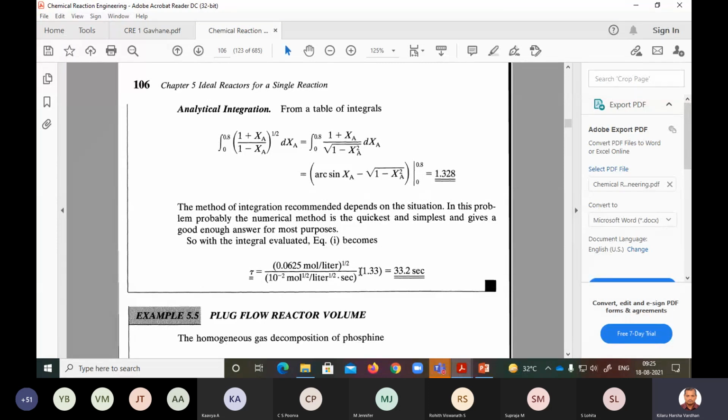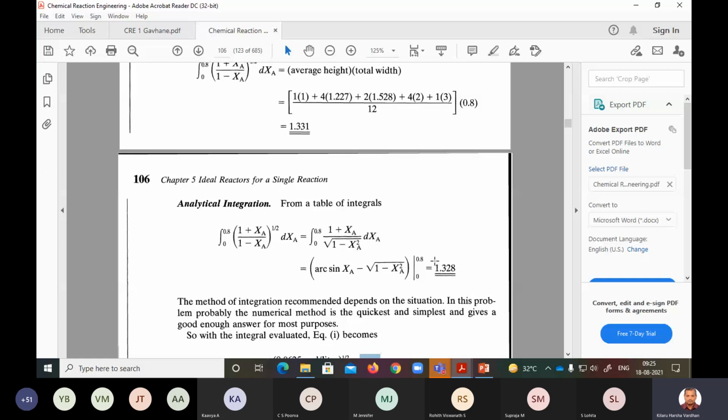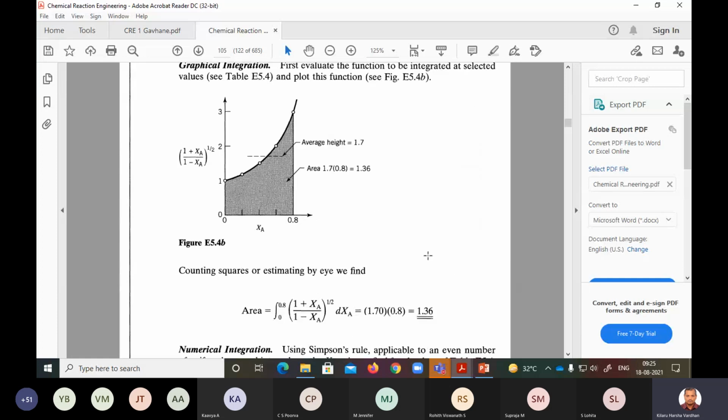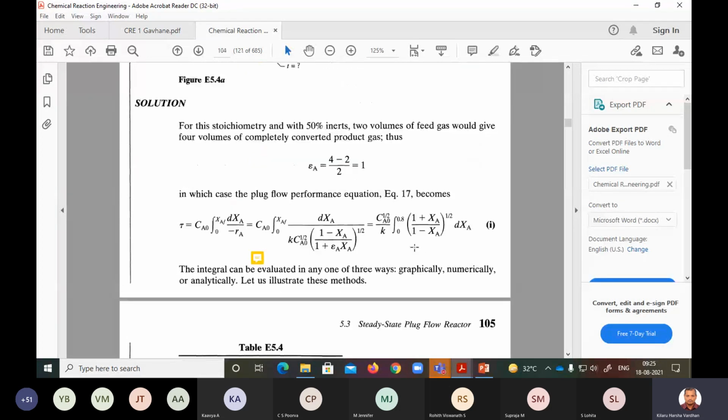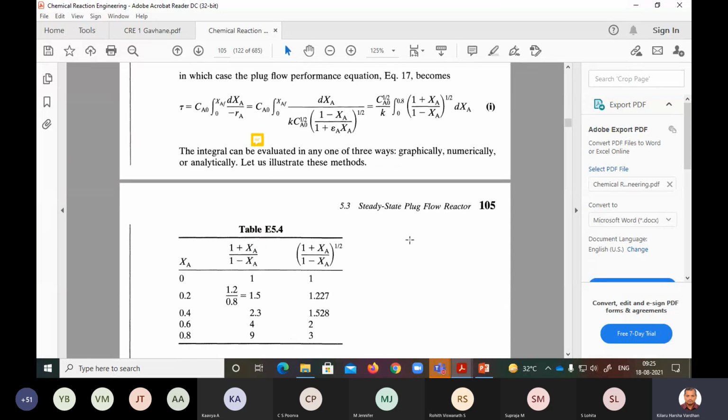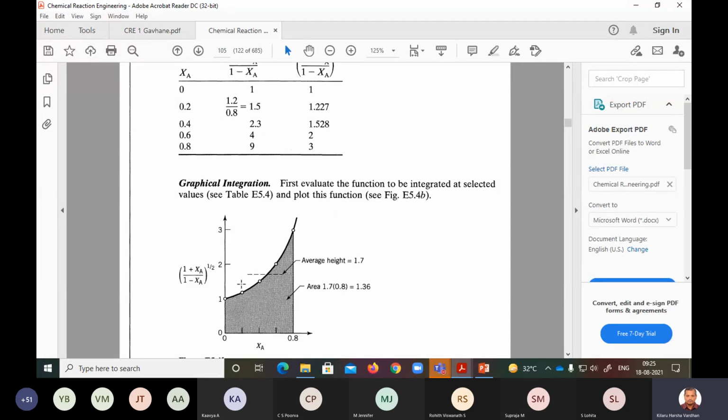This is the integration value, and this is the value. So 33.2 seconds is required for this reaction to convert to 80%, right? So any of the methods you can use, that's up to you. But always it is better to draw a graph. That is much simpler, right?